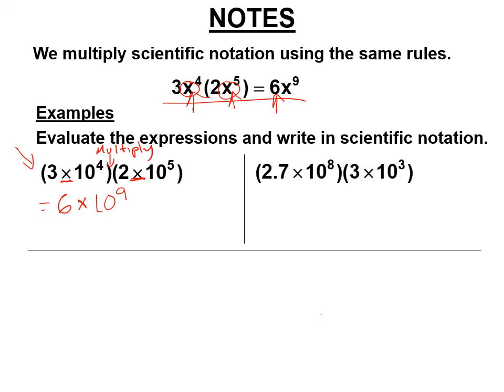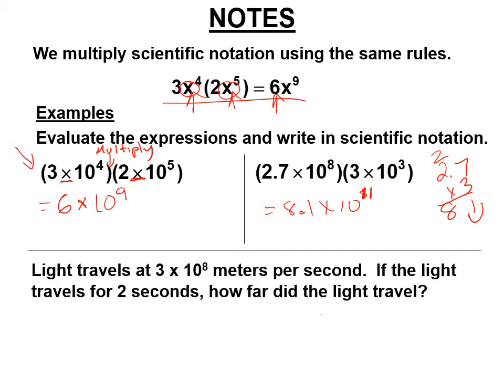All right, so let's try this. We have 2.7 times 3, which is 8.1. And then we add the exponents of the two powers, and we get 10 to the 11th. 8 plus 3. So 3 times 10 to the 8th meters per second is the real speed of light.